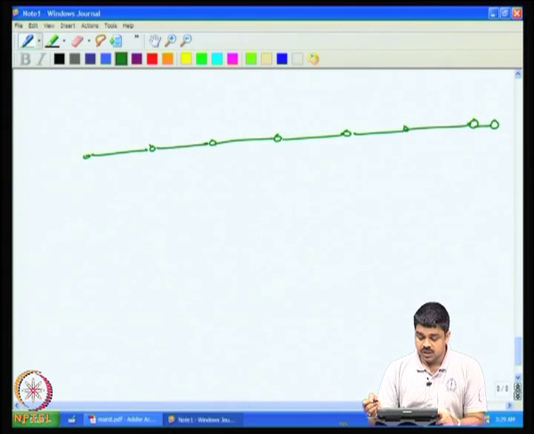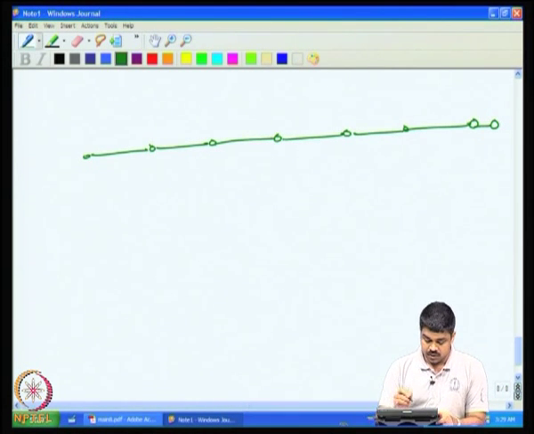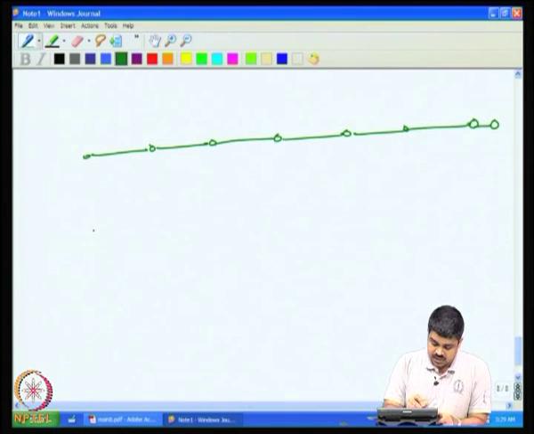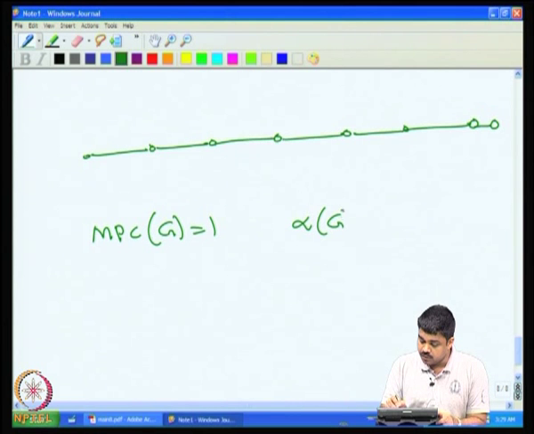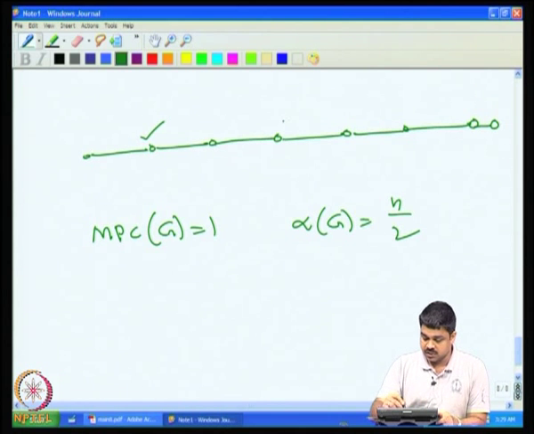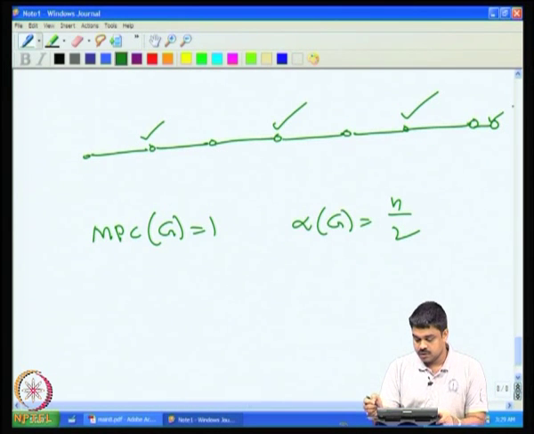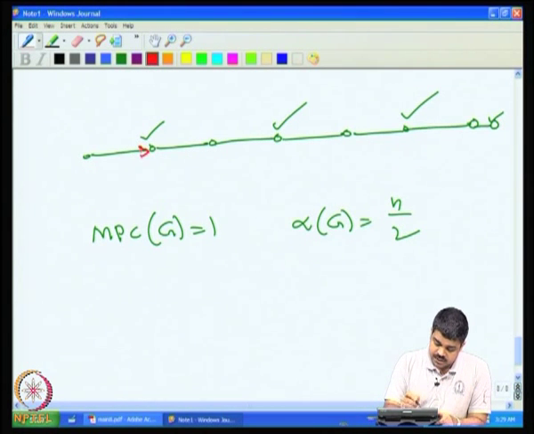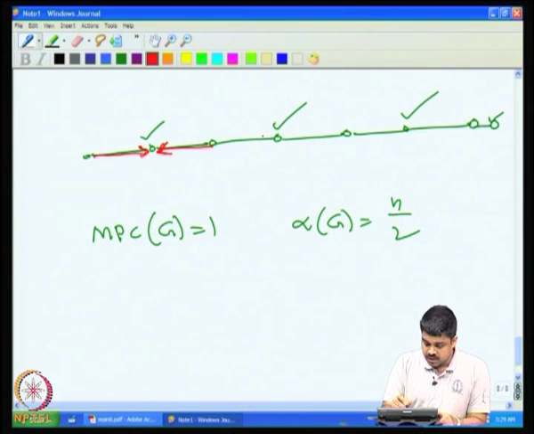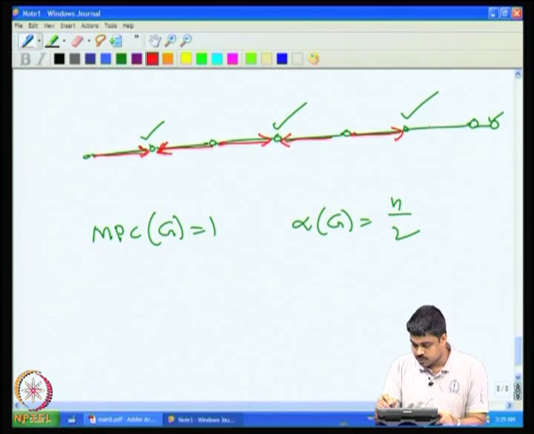So we know that in the undirected case, the minimum path cover cardinality is equal to 1 here, because there is just one path, that is enough, and of course, alpha of G is equal to 4, right. So let us say n by 2, if n is the number of vertices. Here this vertex, this vertex, this vertex, like that we can pick up, right. Now, suppose I direct the edges this way. First I directed it this way, then I directed this edge in the opposite direction, and then I direct it this way, and then I direct this one this way, this one this way, this one this way.